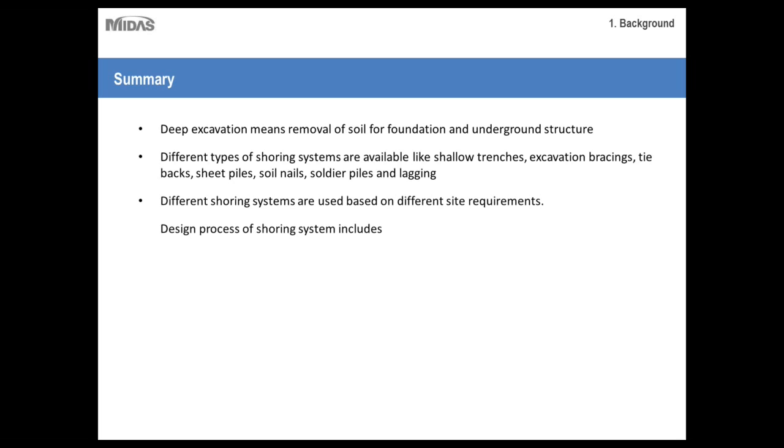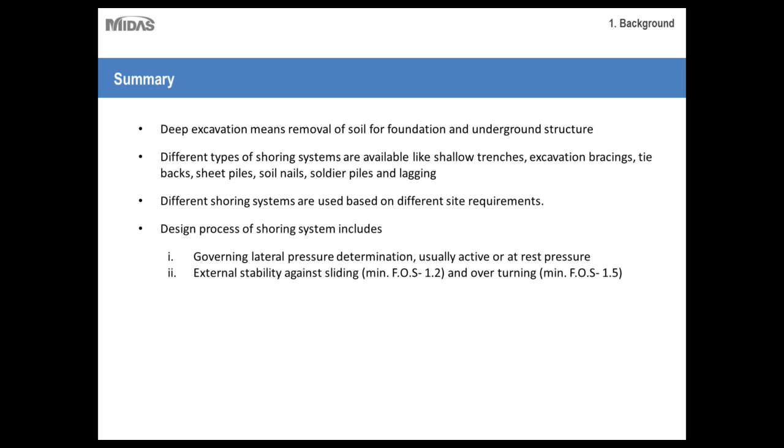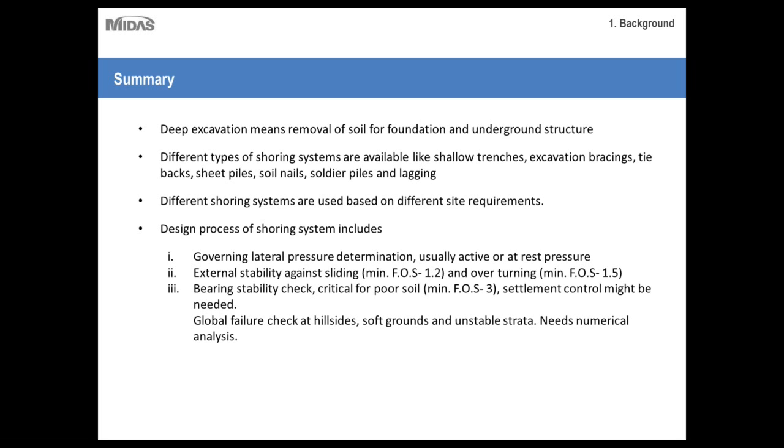And different shoring systems are used based on different site requirements. The design process of the shoring system includes: step 1, governing lateral pressure determination, which is usually active or at rest earth pressure. Then external stability against sliding must be checked with a factor of safety of 1.2, and overturning stability should be checked with a minimum factor of safety as 1.5.